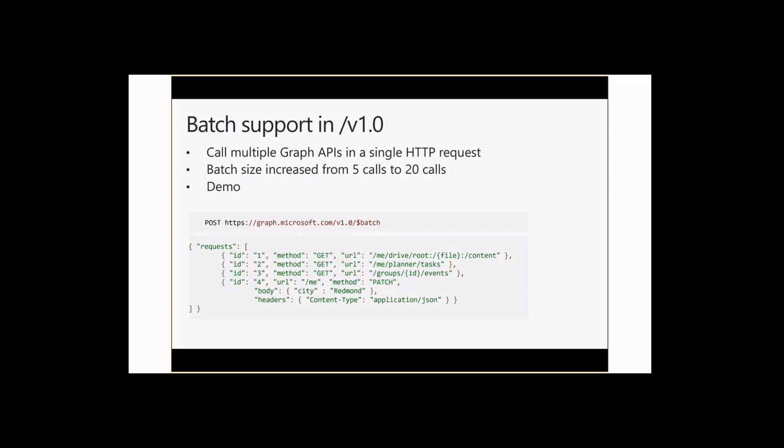And the limit we've raised from 5 calls to 20 calls, so you can have a body that has 20 constituent calls and get the responses for each of those. And you can try this today in Graph Explorer.